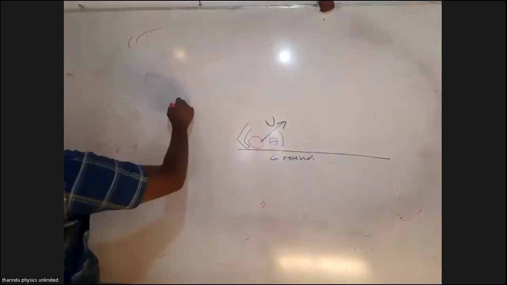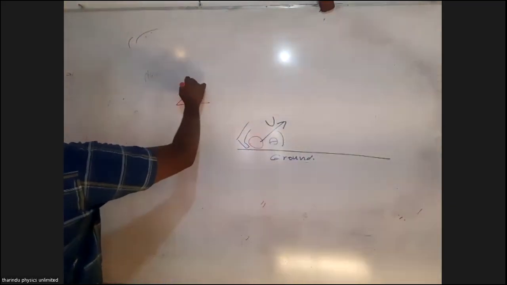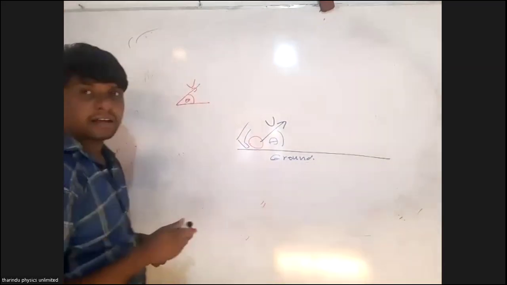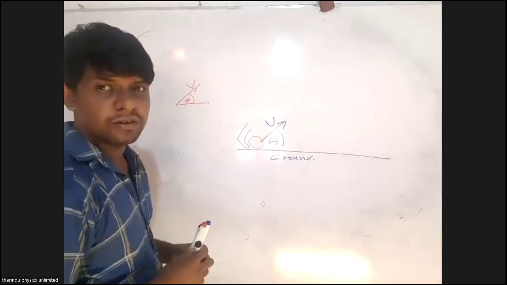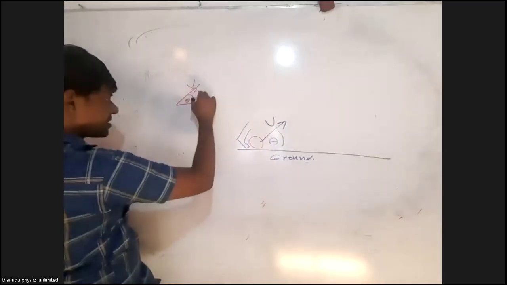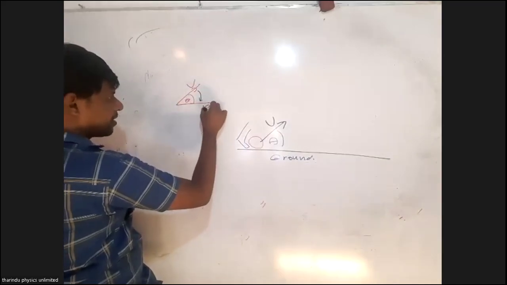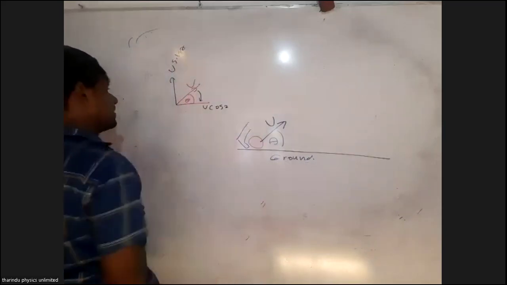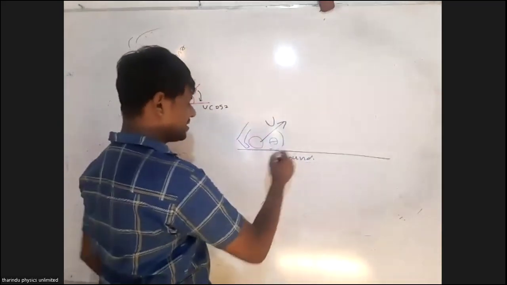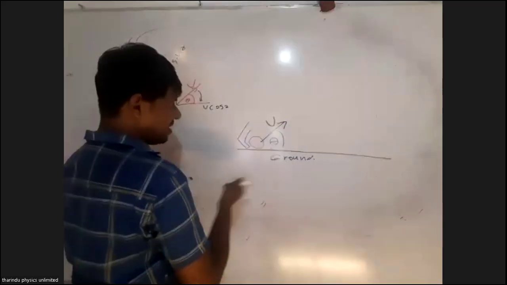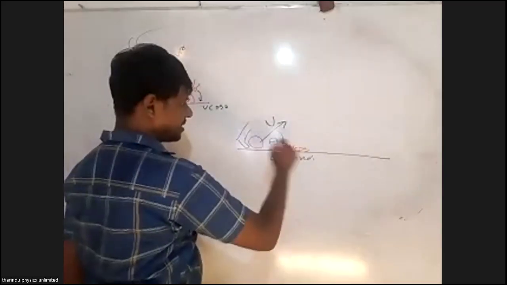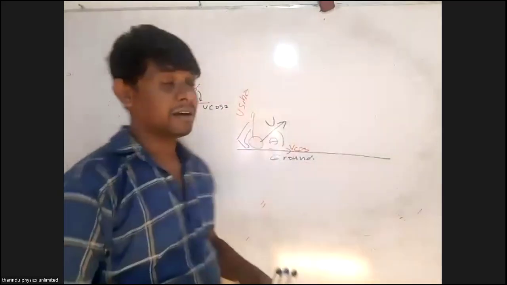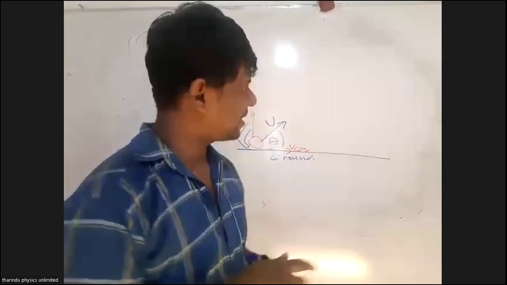According to vectors, the velocity v you can resolve into two components, by the easier method. On the closed side, v cos theta, and on the open side, v sine theta. Very simple. In a similar manner, I can resolve this along the direction v cos theta as well as v sine theta in the upward direction.